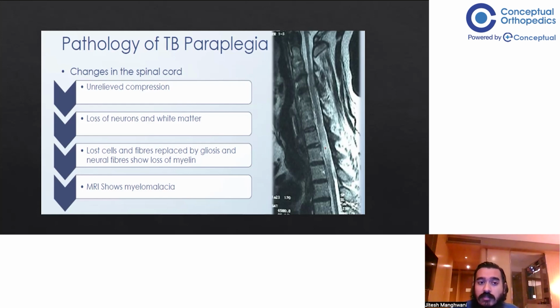So I'm repeating, there is a lot of compression which is there secondary to the tubercular pathology. Because of this compression, there is a loss of neurons and the white matter. As these neurons and the white matter are lost, the lost cells and the fibers get replaced by gliosis, and the neural fibers then show loss of myelin. And finally, this is seen as myelomalacia or spinal cord edema on the MRI.